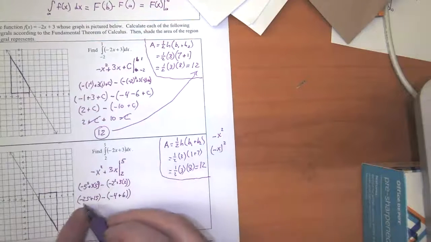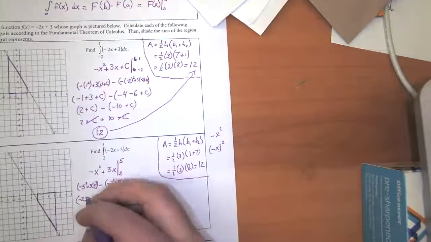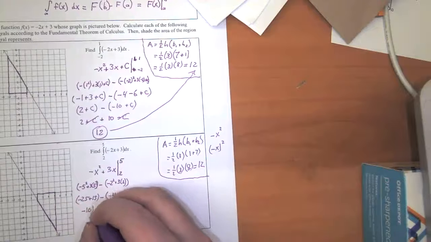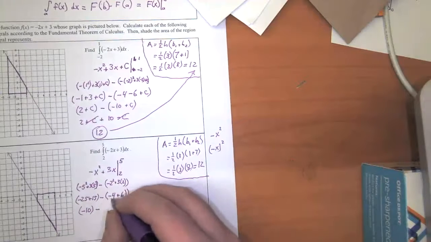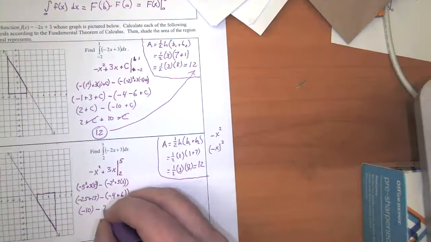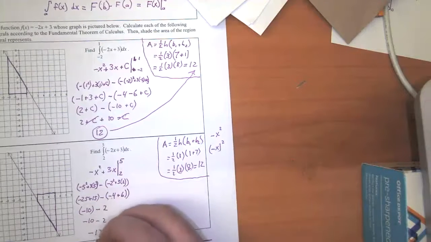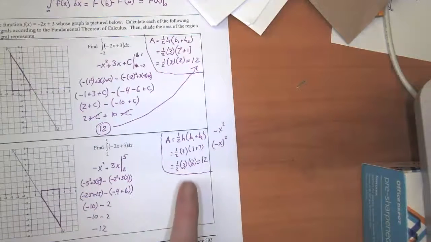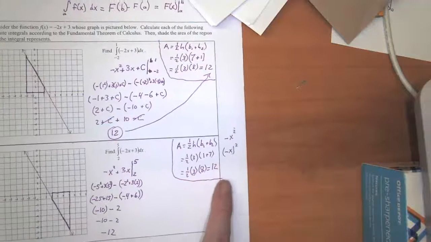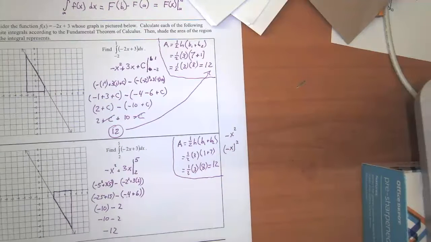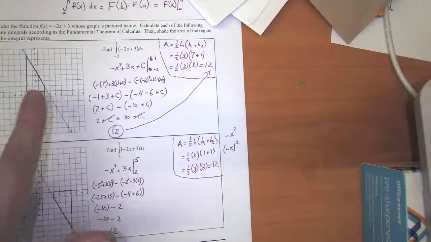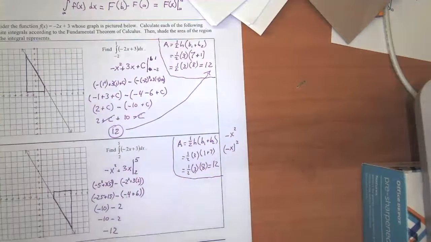All right, negative 25 plus 15 is negative 10, minus negative 4 plus 6, which is 2. So negative 10 minus 2, we have an area of negative 12 this time, which doesn't match our area of 12. Can you think, looking at this diagram, why we would have a different result from this time up here? And what do you think our convention would be for what negative integrals indicate?